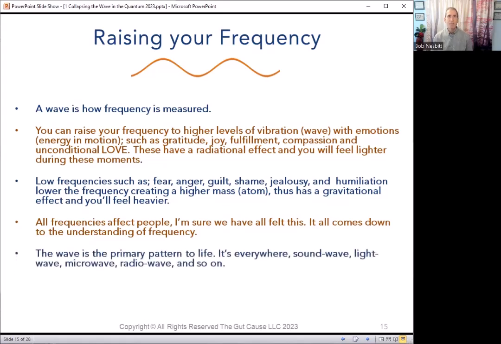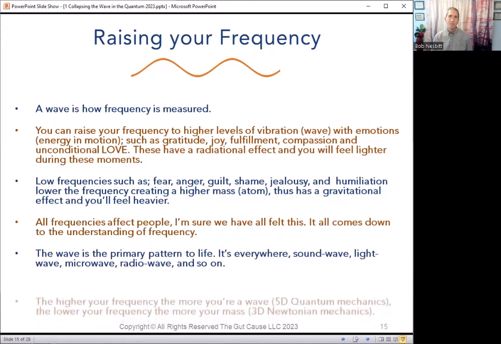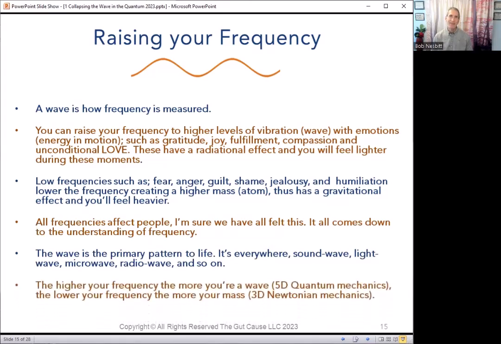Now, the wave is the primary pattern of life. It's everywhere, such as sound wave, light wave, microwave, radio wave, and so on. The wave is the primary path. The higher your frequency, the more you're a wave. You're in the quantum. The lower your frequency, the more your mass. You're in the Newtonian model.